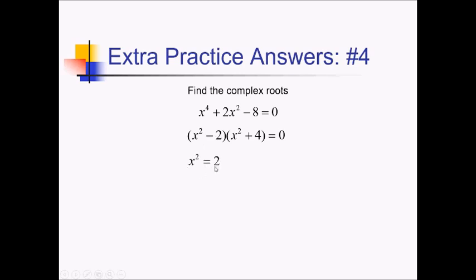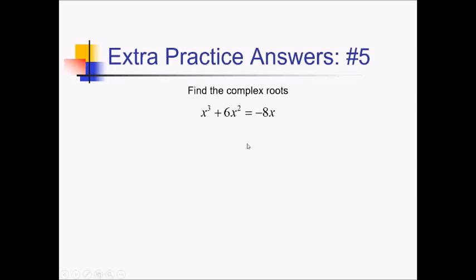And square rooting both sides, we get x equals plus or minus radical 2. For this next one, this means if x squared plus 4 is 0, that means that x squared must be negative 4. Square rooting both sides of that equation, I can pop that i out because I have a negative inside the radical. Square root of 4 is 2, so this is x equals plus or minus 2i.